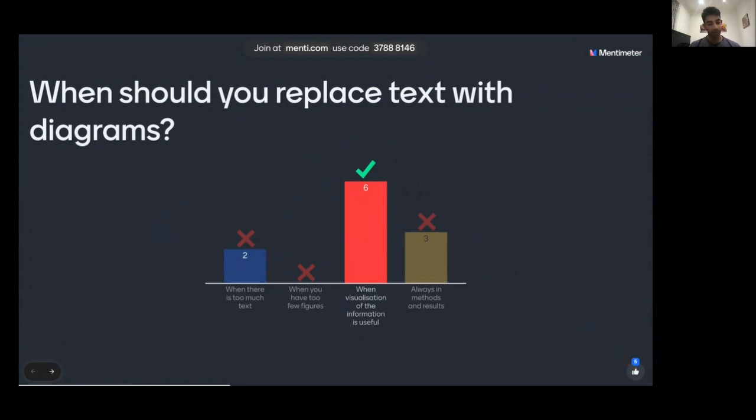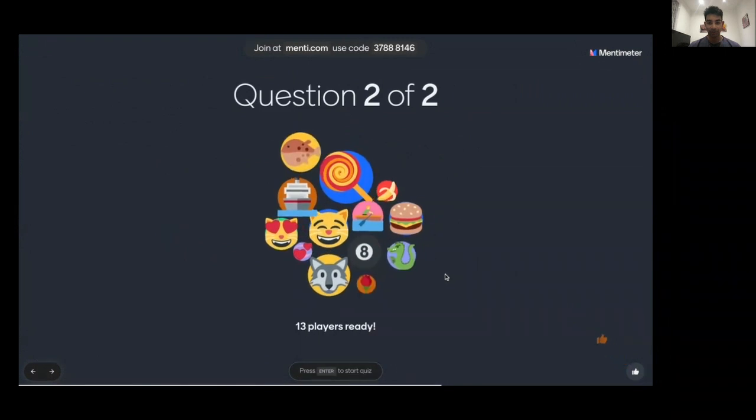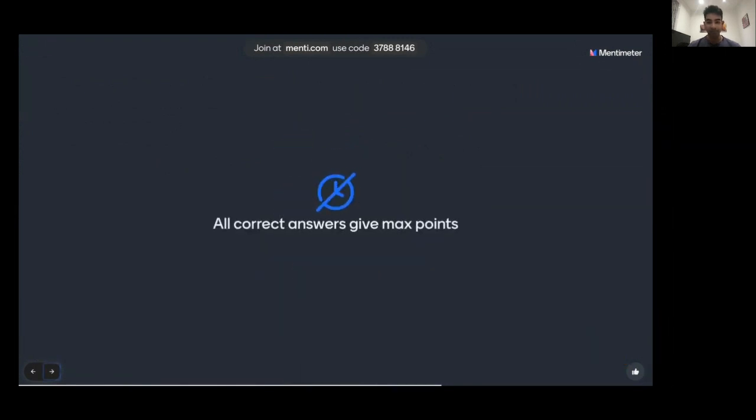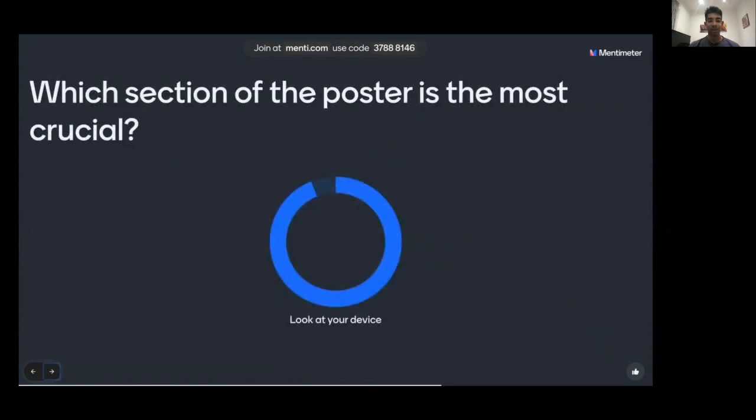I was going to mention something else to you guys. Let's carry on. It'll come back to me. Next question. 13 players. You're making me happy, guys. Again, no speed points. Which section of the poster is the most crucial?